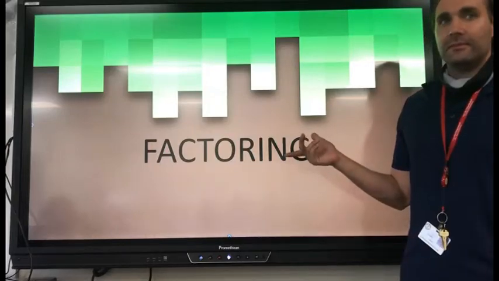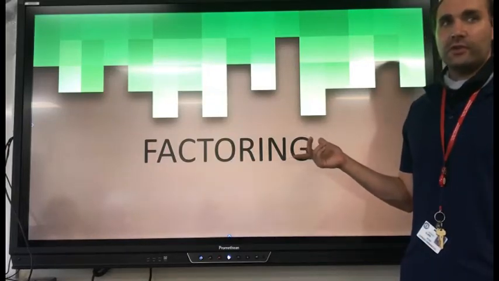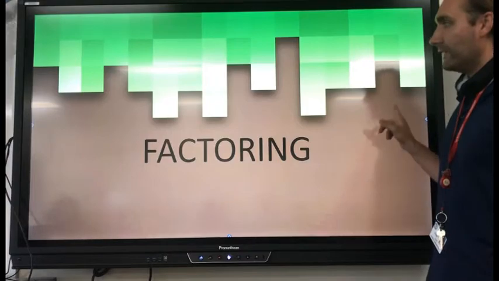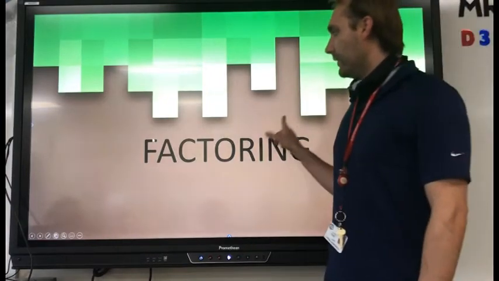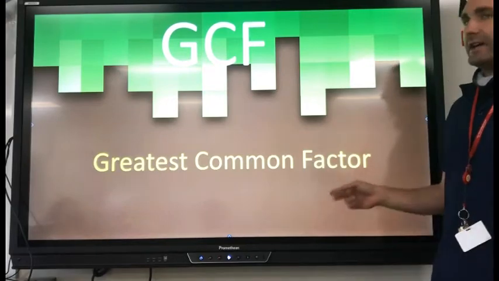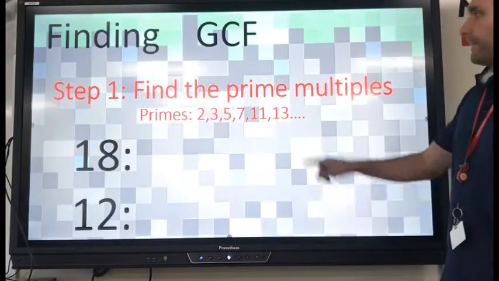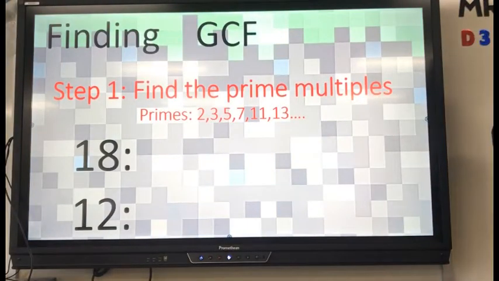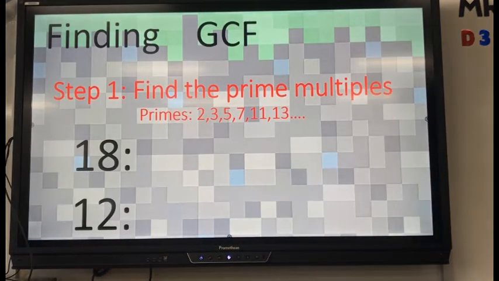Factoring. We're going to talk about factoring for the next 2 weeks. First part of factoring, you can't do any factoring unless you know the GCF, the greatest common factor. To find the greatest common factor, there are a couple of strategies.